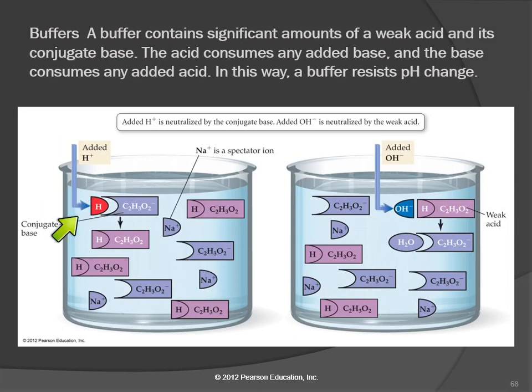If we add acid to this, the conjugate base can absorb it, basically. It can neutralize it. If we add base, if we add hydroxide, the weak acid can neutralize it. So no matter what we throw at it, it can neutralize it and maintain the pH very close to what it was originally.